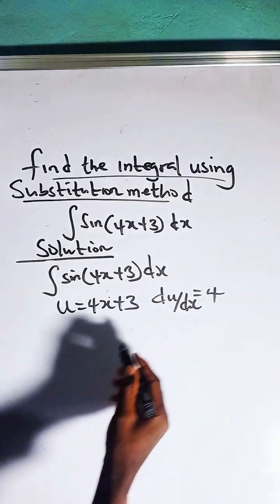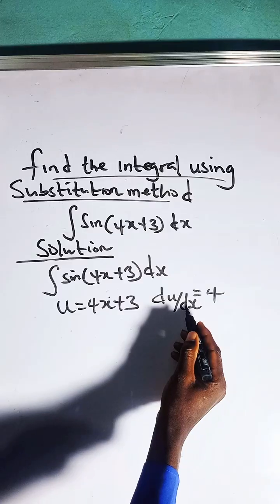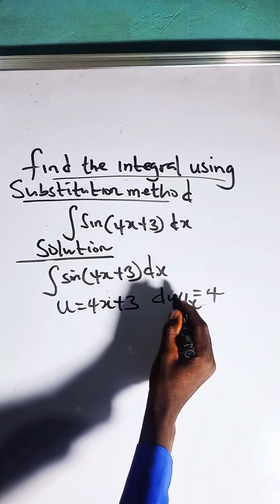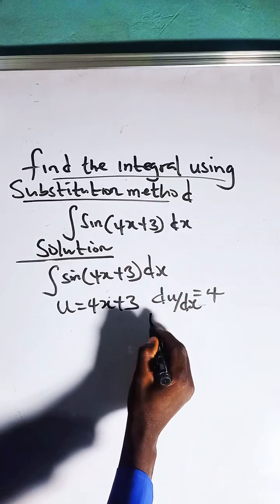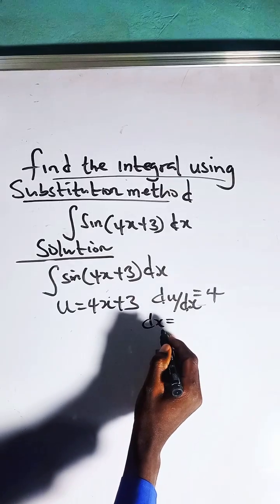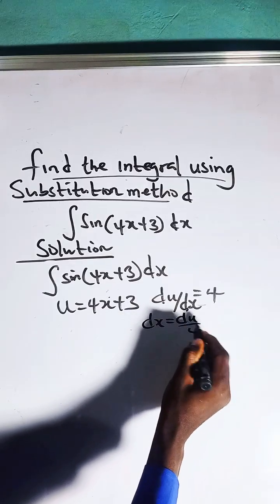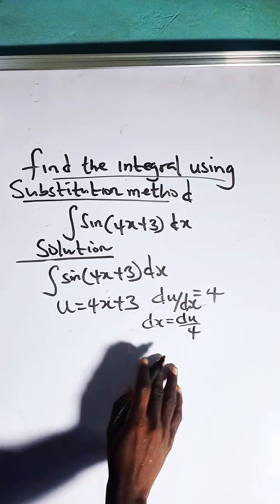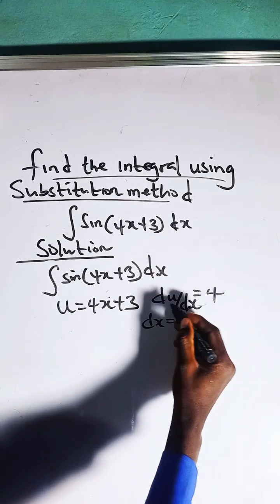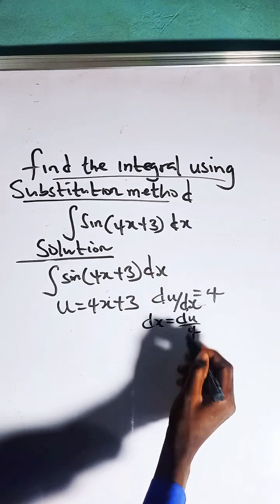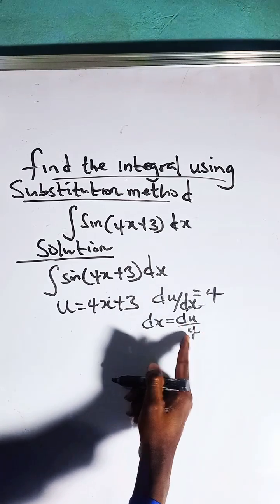So let us try to make dx the subject of the formula here. When we do that, we have dx equals du over 4. So making dx the subject of the formula here.